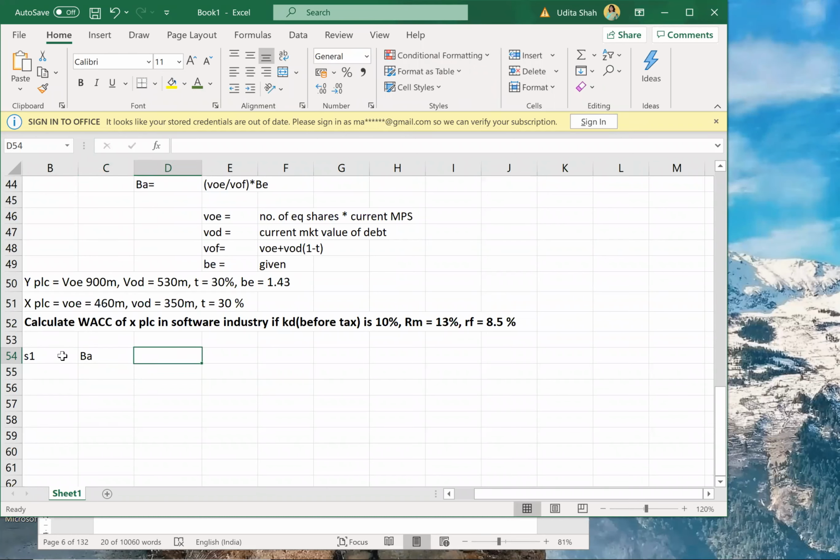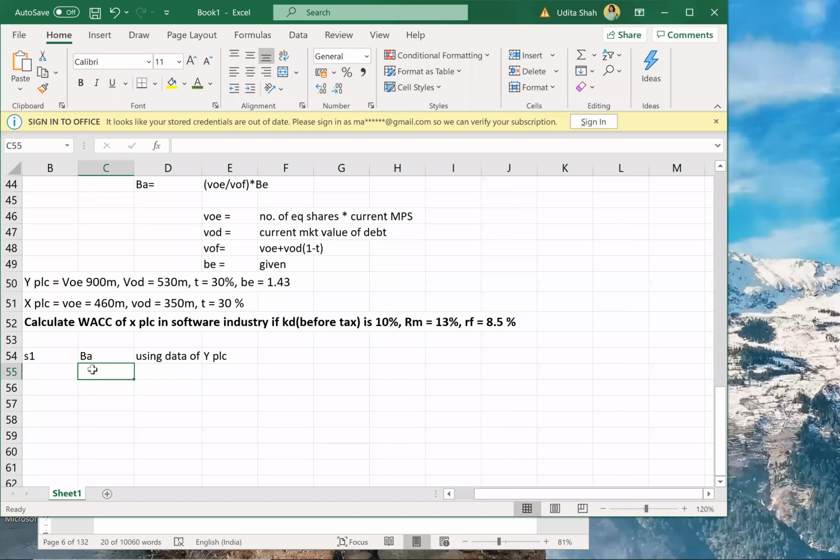But using whose data? Using the data of which company? Should I do it with X PLC or Y PLC? Correct. Using the data of Y PLC, the standard company. So let us put in the data and let us put in our formula.